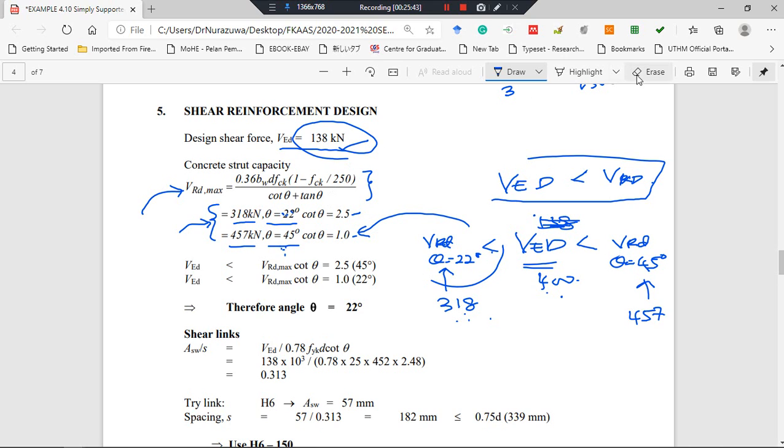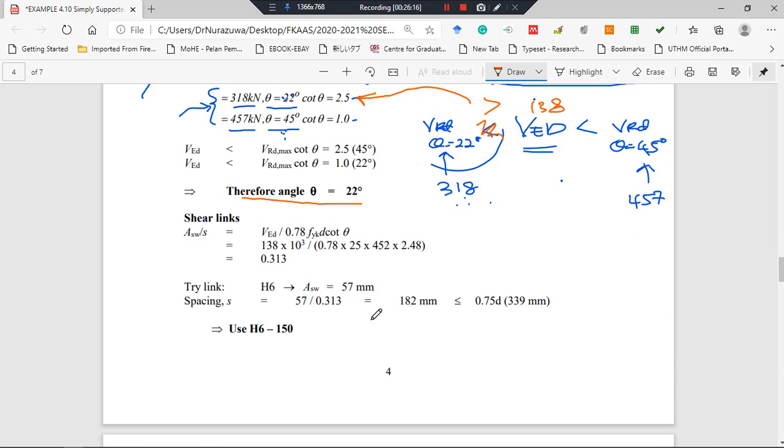However, in this case, our VED here is 138, which is less than 318. So we proceed with this angle. Thus our angle is 22 degrees. So from this angle we proceed with the shear links.